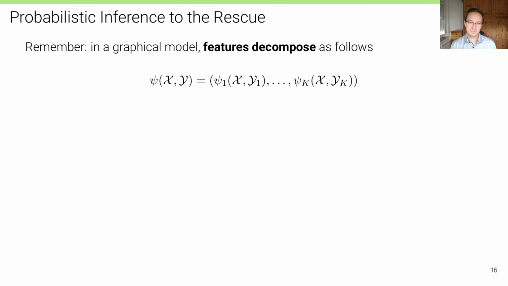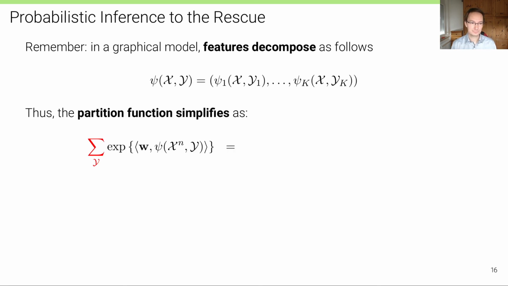Remember, in a graphical model, the feature vector decomposes. So instead of just considering this as a very long vector that we don't know anything about, this is actually a vector that is a concatenation of smaller subvectors. And we have, in this case, k different subvectors, because in this graphical model here, we assume there are k potentials. And each of these unary potentials or pairwise potentials or higher order potentials produces a feature. So this global feature, this long feature vector, is just a concatenation of smaller feature vectors. And therefore, the partition function simplifies.